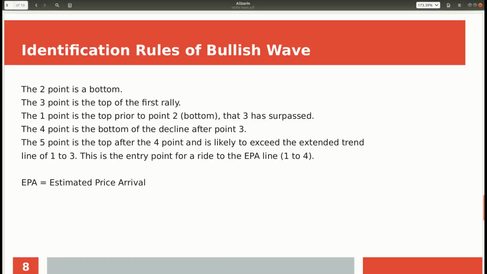The identification rules for the bearish Wolfe Wave are as follows. Point 2 is a bottom. Point 3 is the top of the first rally. Point 1 is the top prior to point 2, the bottom, that point 3 has surpassed. Point 4 is the bottom of the decline after point 3. Point 5 is the top after point 4 and is likely to exceed the extended trend line of 1 to 3. This is the entry point for a ride to the EPA line, 1 to 4.